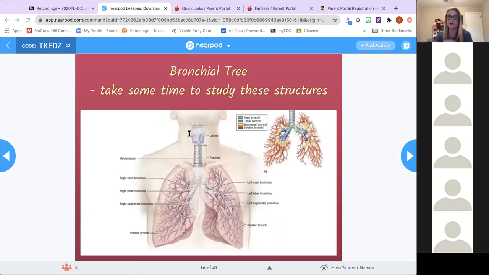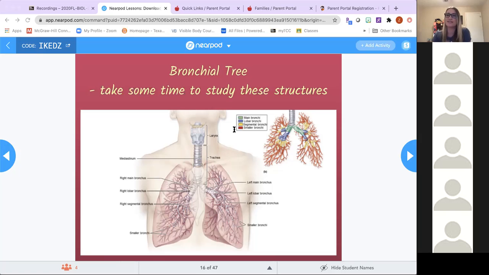So continuing down, lower and lower, we generally use the term bronchial tree to describe the branching of all the bronchi in our body. The trachea branches into two main or primary bronchi, one for each lung. And each of the primary bronchi is going to enter the lung at its hilum. The lungs have a hilum on their medial side.